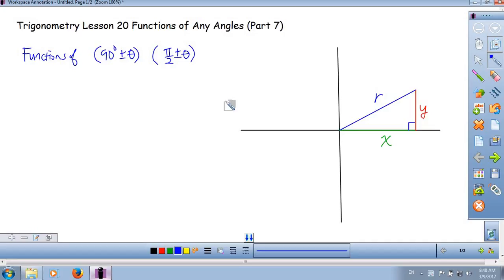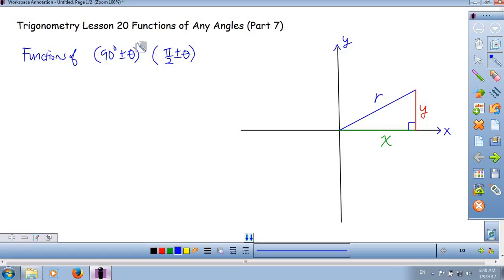We're still talking about functions of any angles. If you remember, back then we started talking about the trigonometry functions of acute angles using right triangle trigonometry. Then we expanded our definition, our horizon, into functions of any angles using a coordinate plane such as this, and using this we're able to deal with functions of any angles starting from 0 degrees all the way through 360 and beyond, also negative angles as well.